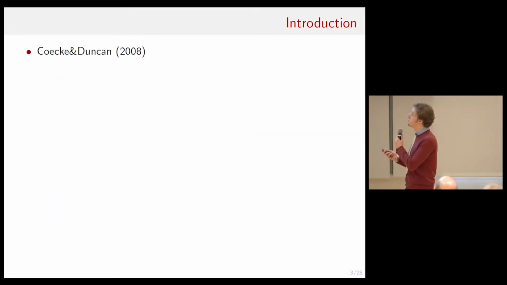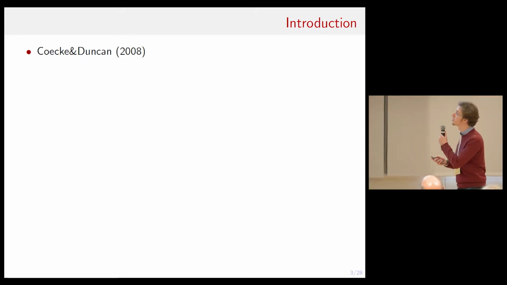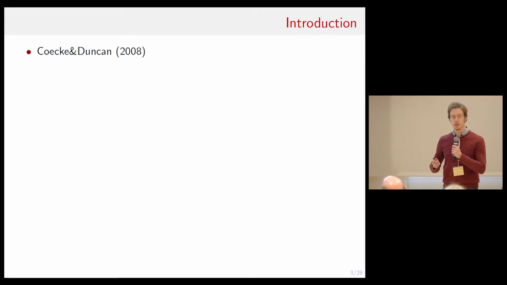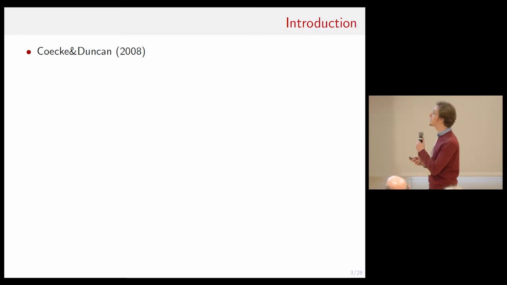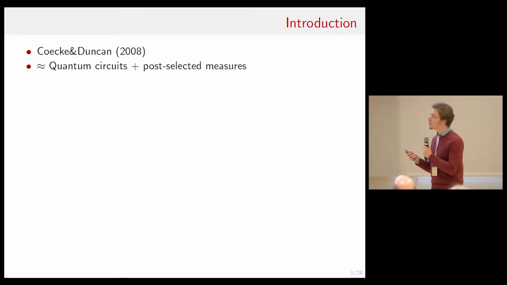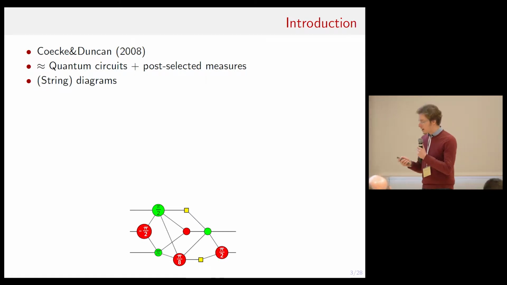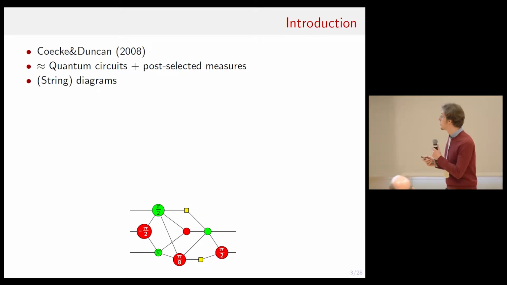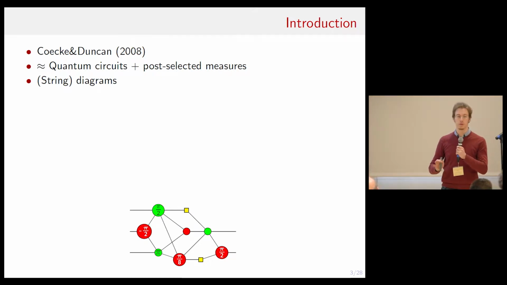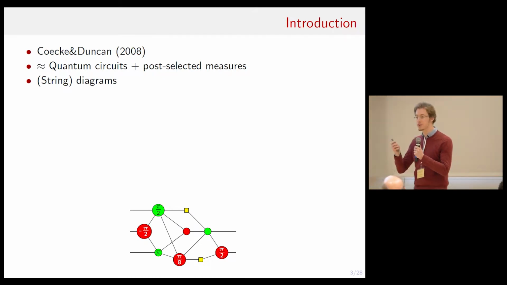So I thought I'd start with a small introduction. The language was introduced by Coecke and Duncan in 2008. You can basically see the language as a language for quantum circuits plus post-selected measures. So it can give you a sense of what we are going to do with this language. The language stems from category theory, and the objects we are going to manipulate are string diagrams like this one. But I reassure you, you don't need to know anything about category theory in order to understand this talk.